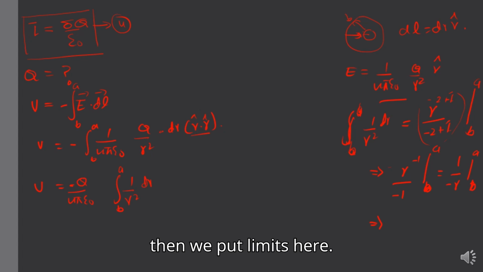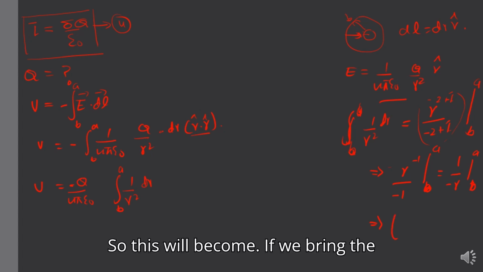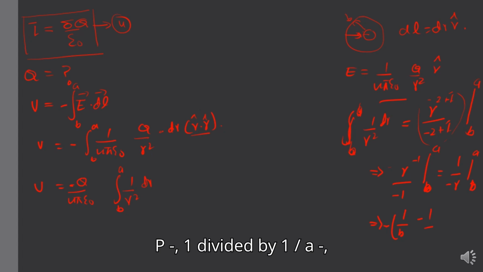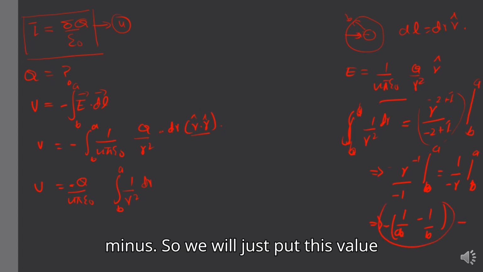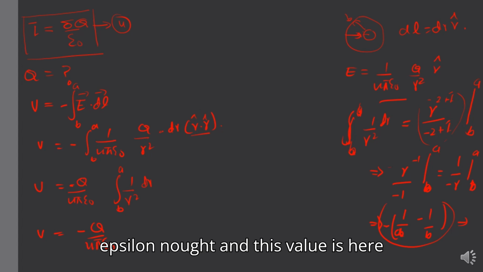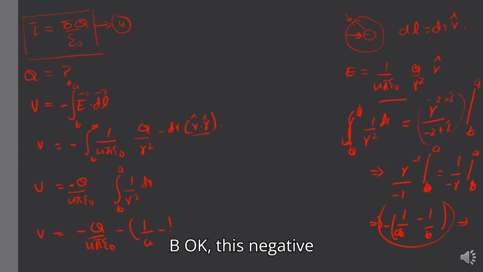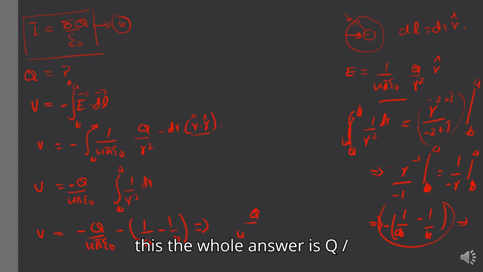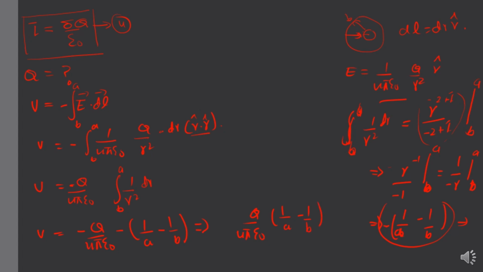Then we put the limits here, so if we bring the minus outside, this will become upper limit minus lower limit, so 1 divided by A minus 1 divided by B, and this minus and this minus, so we will just put this value here. So V becomes minus q divided by 4 pi epsilon naught into minus 1 divided by A minus 1 divided by B. This negative will cancel each other, and the whole answer is q divided by 4 pi epsilon naught into 1 divided by A minus 1 divided by B.